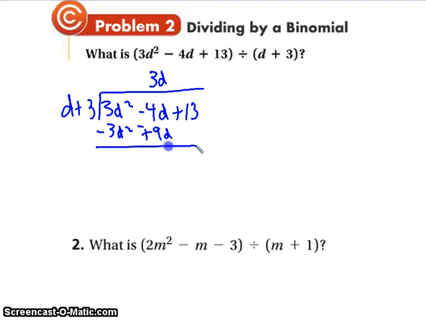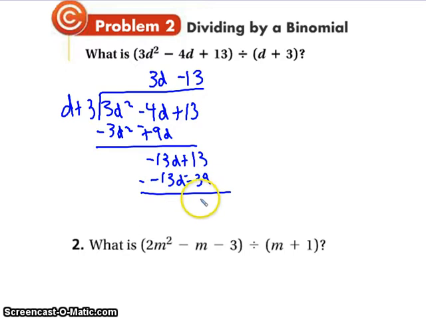I subtract them, so I get minus 13d. I bring the 13 down. I need a minus 13, so that's minus 13d minus 39. I subtract those. I get a leftover of 52. And that leaves me as my remainder. Okay, so whatever I used to do with the remainder is I would then add it with the original denominator.